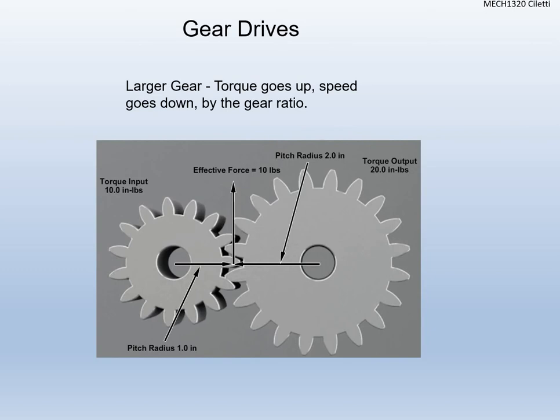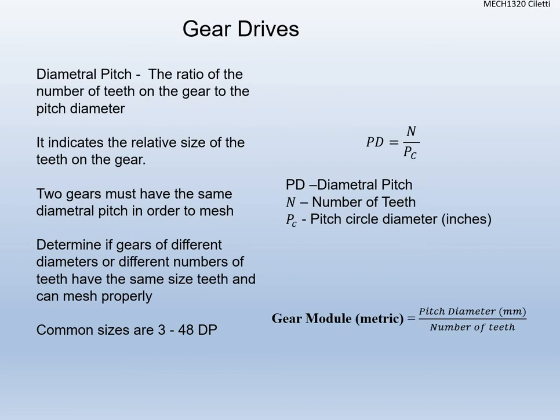So that's the important part when we're talking about gears and ratios and how speed and torque are all affected. So let's talk about the diametral pitch. We mentioned it a little bit. It's the ratio of the number of teeth on the gear to the pitch diameter. This is going to be important when we do a calculation, because we have to indicate whether or not gears can mesh together properly in order to transmit power and speed correctly.